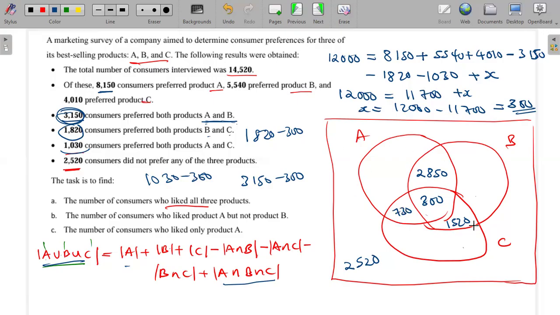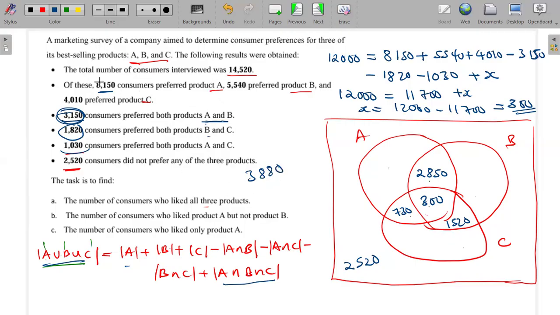All right. So now after filling this up, I want to look at how many like product A only. So how many like product A only? They don't like any other product. They only like product A. So to do that, I'm going to add this value, that value, and that value. So I'm going to add 2,850 plus the 300 and then plus the 720. So after I add this here, I get a value of 3,880. So this is the value I get.